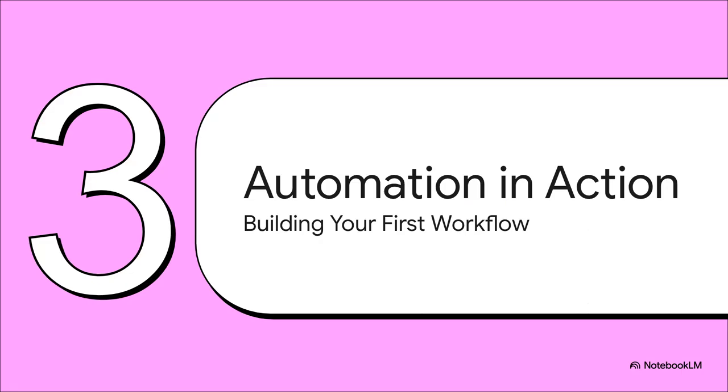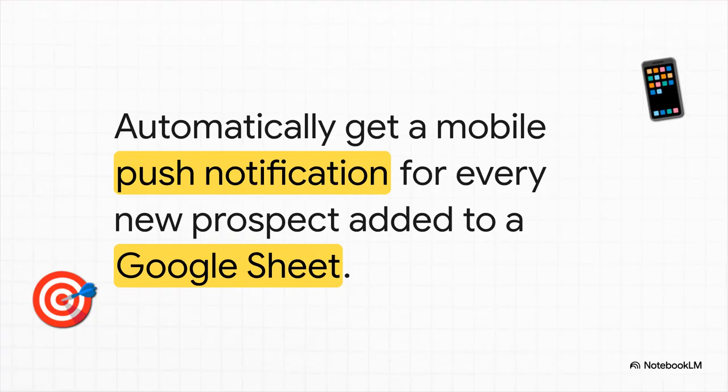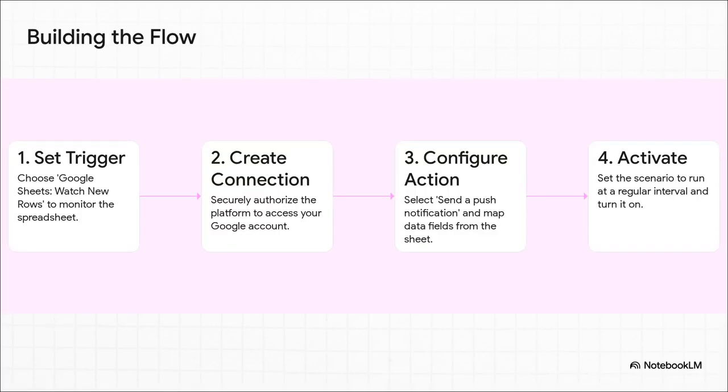Okay, enough theory. Let's get our hands dirty. On to Section 3, an automation in action. Let's see how all these pieces come together by actually building our first workflow. So we're going to build something simple but super powerful. Here's our goal. We want to automatically get a push notification on our phone every single time a new prospect gets added to a Google Sheet. That means no more manually checking for new leads, ever. So how do we actually build this?